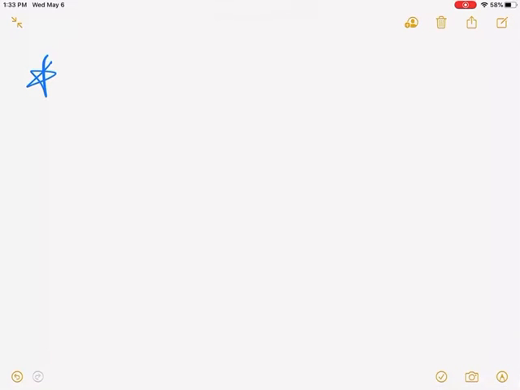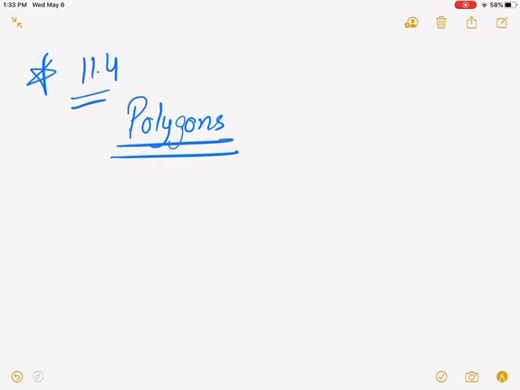So I'm on 11-4, which is going to be the last section of this chapter, and this section is about classification of different polygons. So we're going to be learning about classifying different polygons. But today's lesson is just focused on triangles.